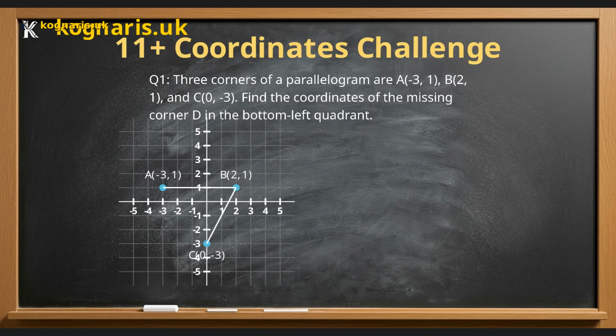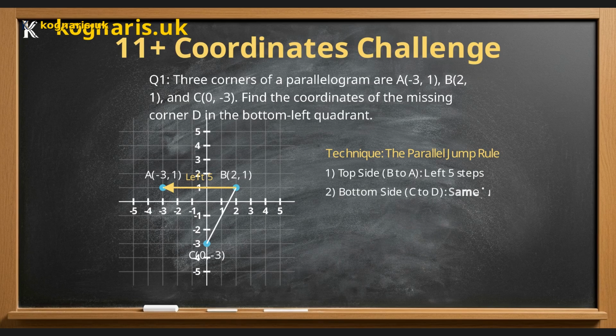Instead, we must use the parallel jump rule. Look at the top side of our parallelogram from B to A. To get from B at x-coordinate 2 to A at x-coordinate -3, we jump left by 5 steps. Since opposite sides of a parallelogram must be equal and parallel, we must make the exact same jump to get from C to our missing corner D.